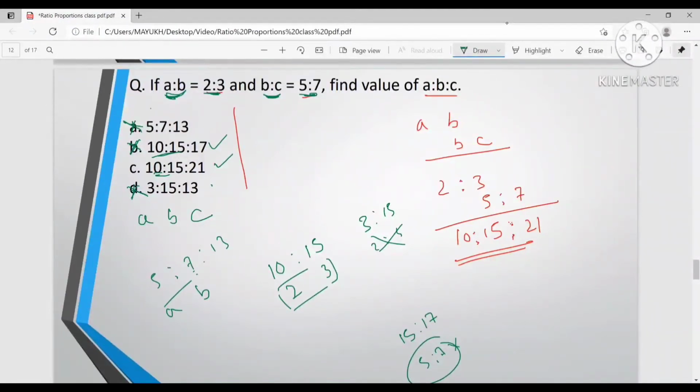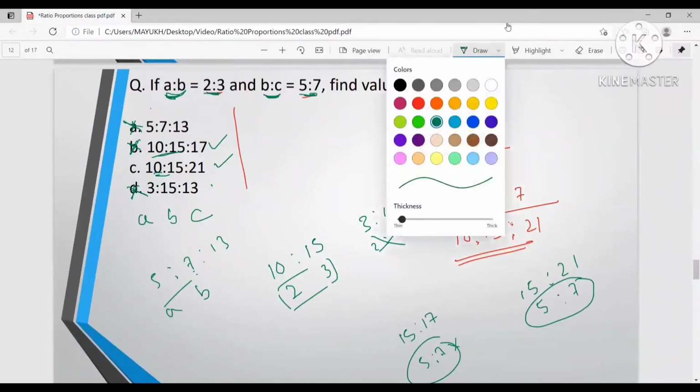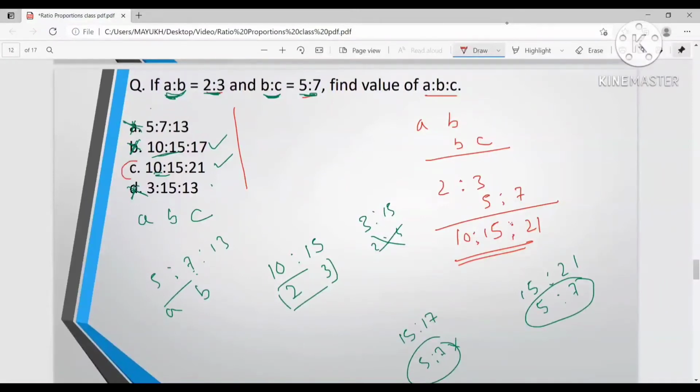So is C my answer? Let's see. 15 is to 21. I divided by 3. So 3, 5, 7, 3, 7. That will give me yes. So it is giving me 5 is to 7. So I can without a doubt say that option C, that is 10 is to 15 is to 21, is my correct answer, and which also matches with my traditional method. Correct.